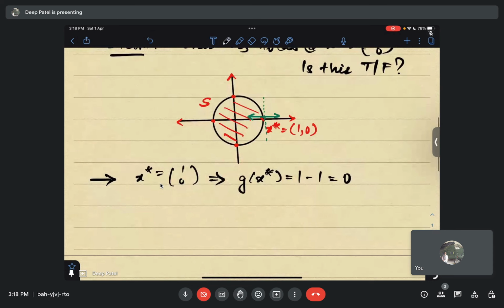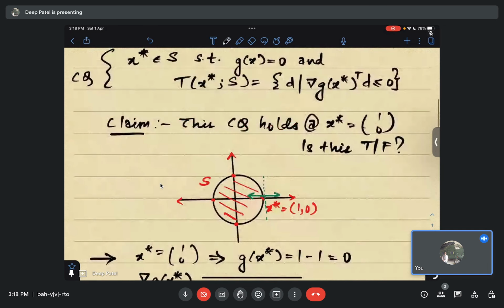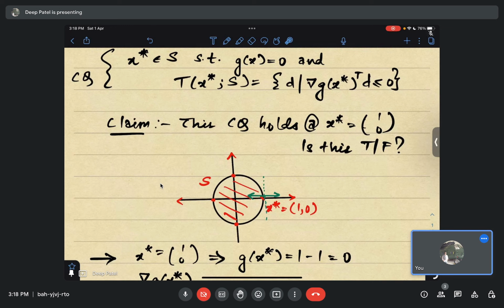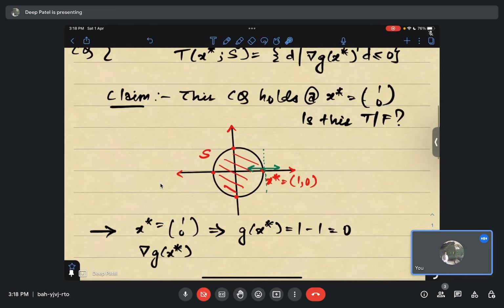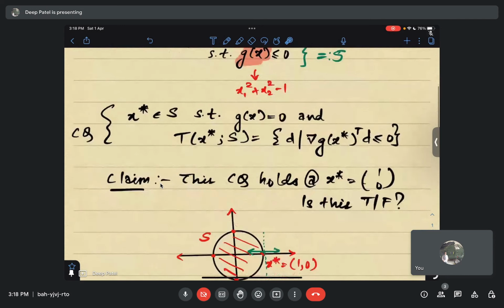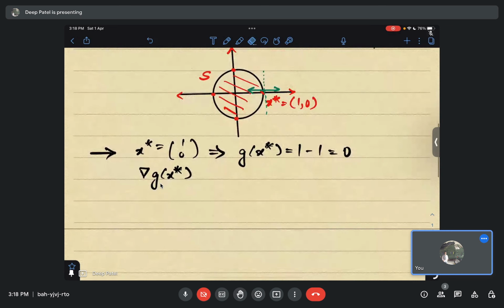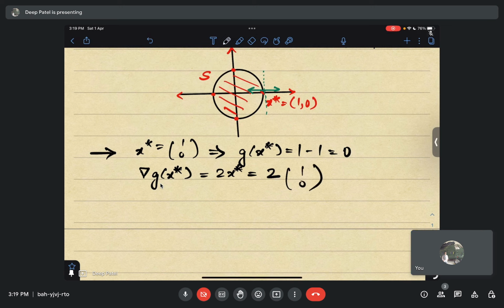Anything else? So the second condition is here, right? For the tangent cone. So what is the tangent cone here? What is the gradient here? This is our constraint, x1 square plus x2 square minus 1. So the gradient is simply 2 times x, right? So this is 2x star, and this is nothing but 2 times (1, 0).